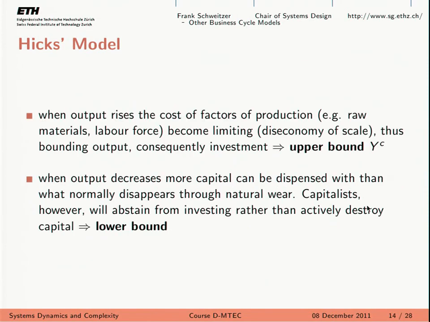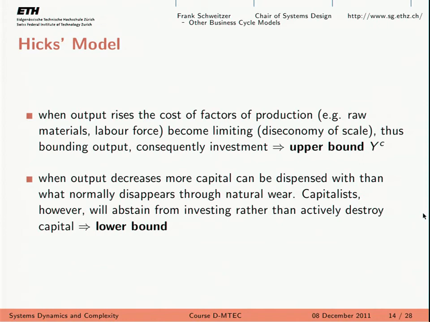So the two bounds as I described them, the first one is the so-called full employment bound on the output. So as soon as we have full employment in the economy, we cannot produce more. This is as simple as that. Even though there is investment and there is consumption, increasing investment, we cannot keep producing more because we have basically diseconomies of scale, as mentioned here, labor force, raw materials, and so on.